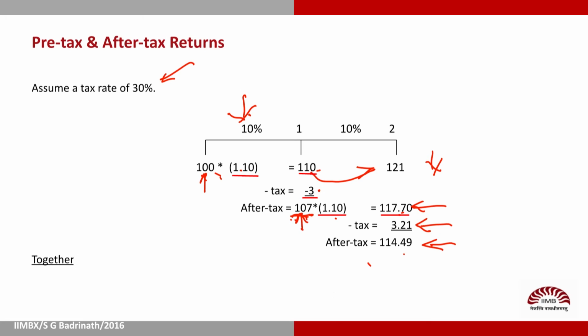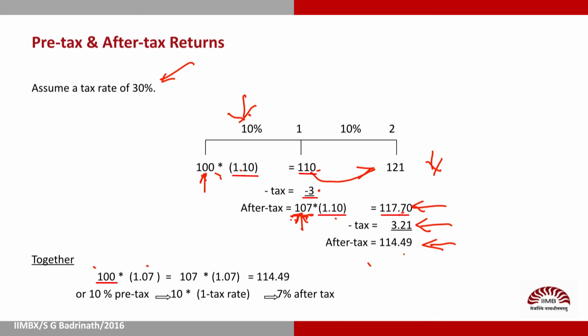So you can think of it cumulatively. 100 goes up at 7, and again at 7 to 114.49, or you can think of it as something compounding 10% before taxes, take out the 30% from that as 10 times 1 minus the tax rate, and you end up with a 7% after-tax return. So when you account for taxes, you can either do it this way or you can do it that way. The top part of this graph is just illustrating for you how the numbers actually shake out. The bottom part is really the way you want to think about this.